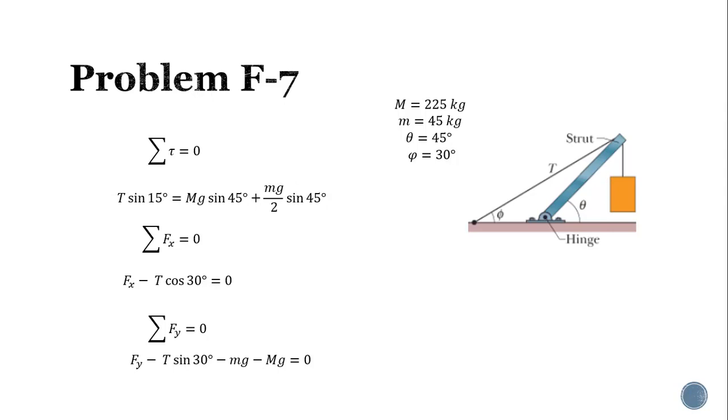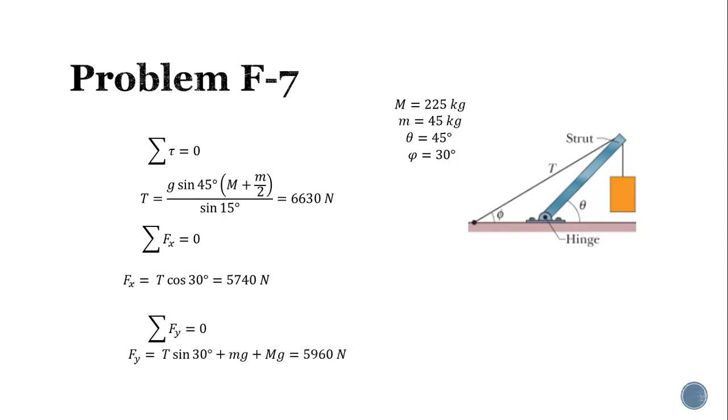It looks like I can then divide everything by the sine of 15. I combined some like terms, divided by sine of 15, and you end up with 6,630 newtons as the tension in the cable. From there, I can solve for the x component of this force, T times cosine of 30, which is 5,740. And I can also solve for the y component. It has to be equal to T times sine of 30 plus mg, which is 5,960.